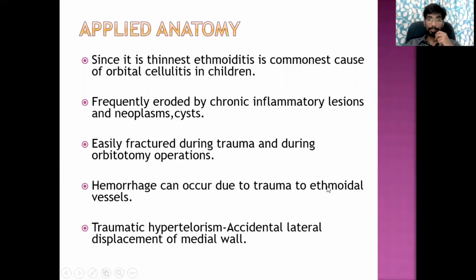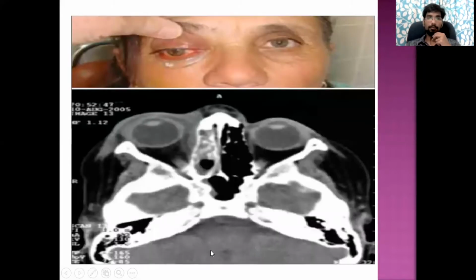And in the ethmoid region, we have ethmoid vessels, so hemorrhage can occur if there is trauma to the medial wall. Accidental lateral displacement of the medial wall is called traumatic hypertelorism. Here we have ethmoiditis causing orbital cellulitis due to penetration through the medial wall. In the CT scan, we have this inflammation. On examination, the patient will have proptosis, eye congestion and other features of orbital cellulitis.